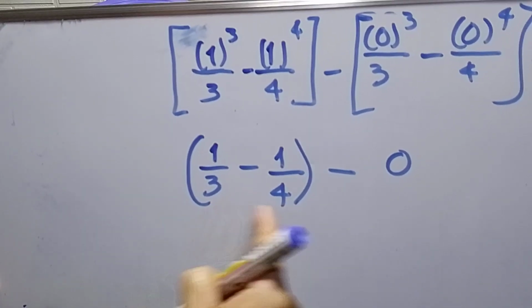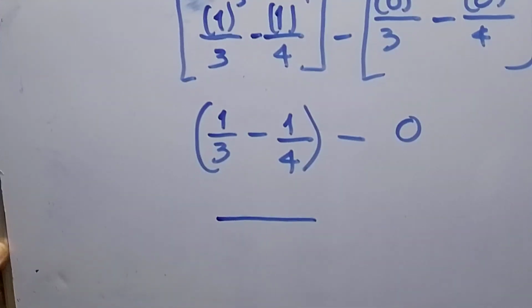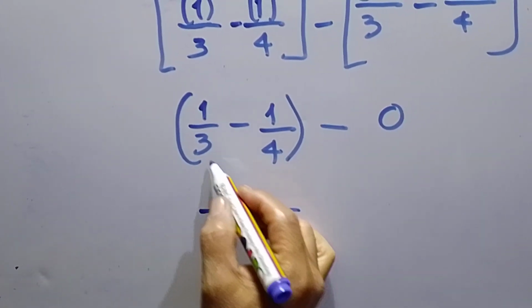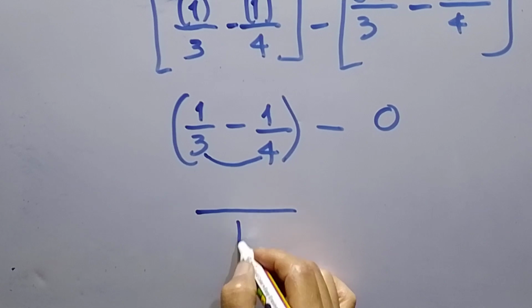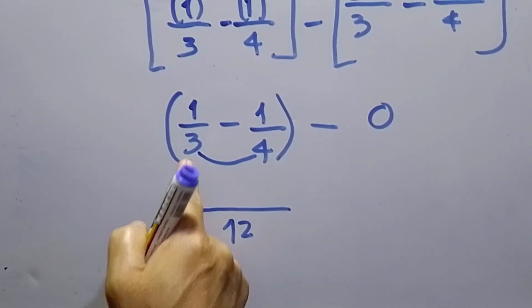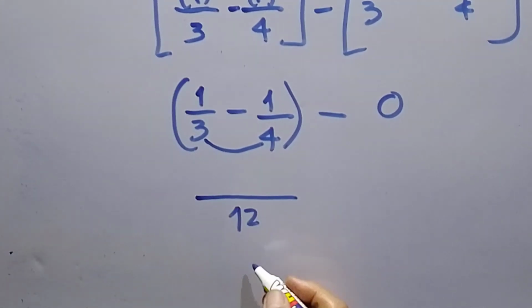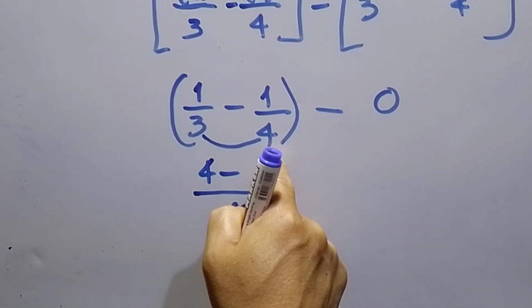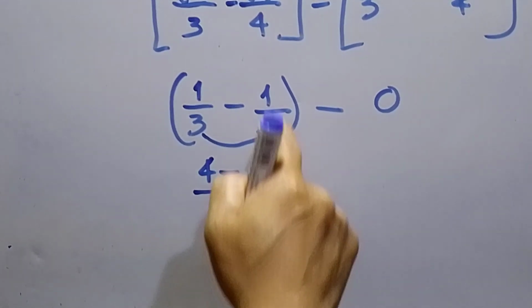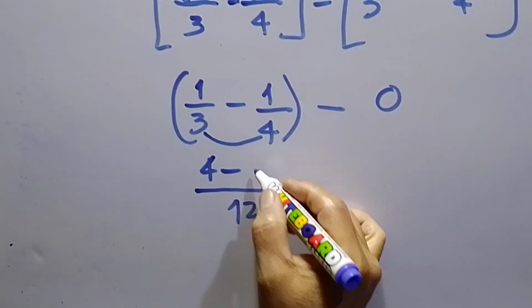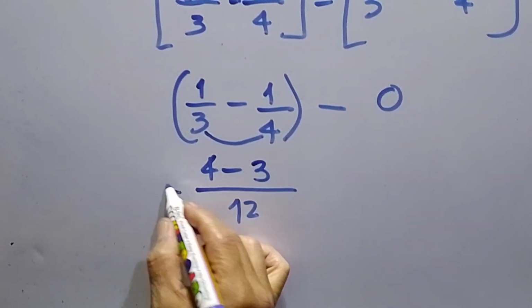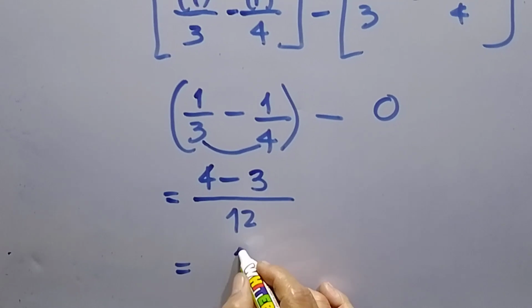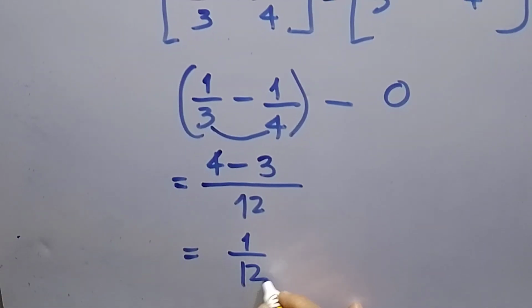Since these are dissimilar fractions, we need to find the LCD. To find the LCD, just multiply the denominators. So this will be 12. 12 divided by 3 is 4 times 1, that is 4, minus 12 divided by 4 is 3 times 1, that is 3. So my answer for number 2 is 1 over 12. That's all.